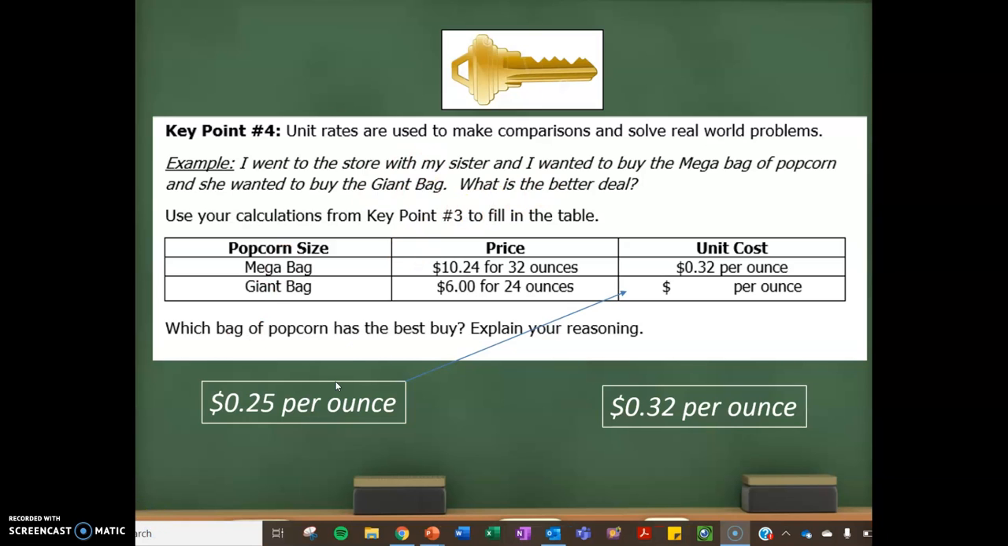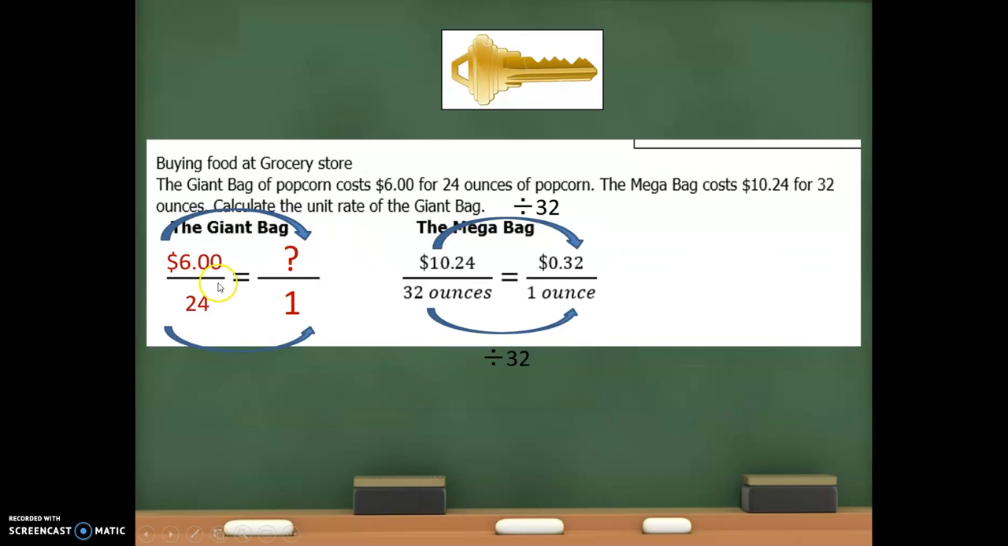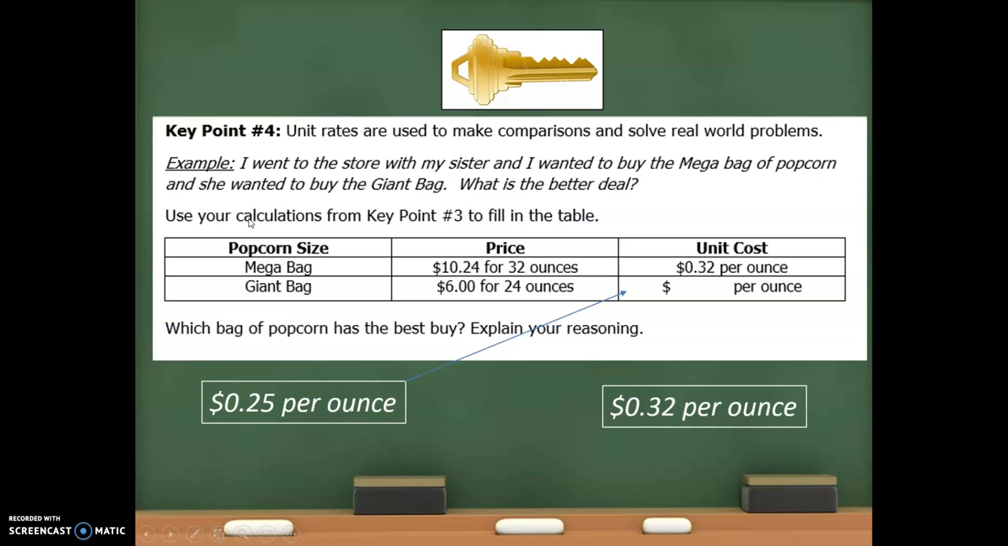Oops, went too fast. Gotta go back. So I can see that I would have 24 divided by 24 equals 1. And then I would have $6 divided by 24 equals, we have to do that math.